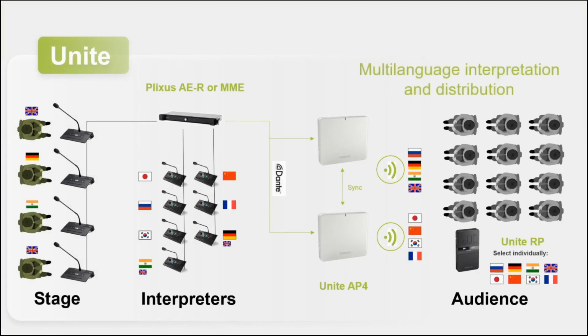So here we see, of course, how it's done, as I have shown you earlier. You have the stage where people are speaking. You have the interpreters doing the translation with a Plexus AR or MME. And this is then transmitted towards 2 access points, and everybody in the room can just connect to any of the 8 languages.